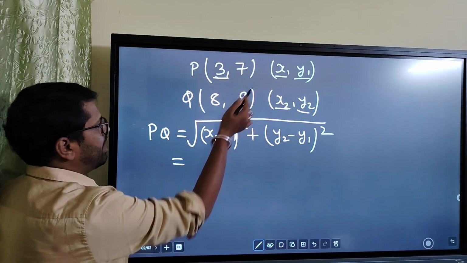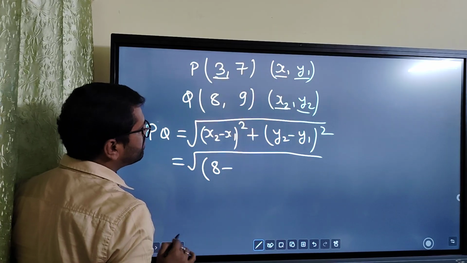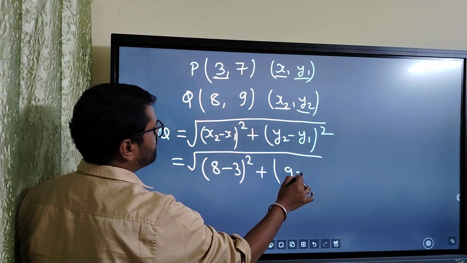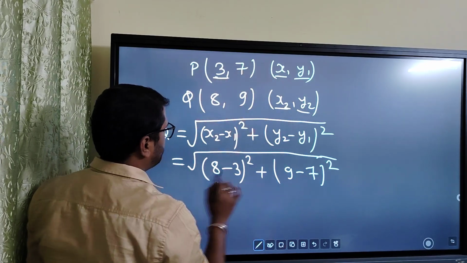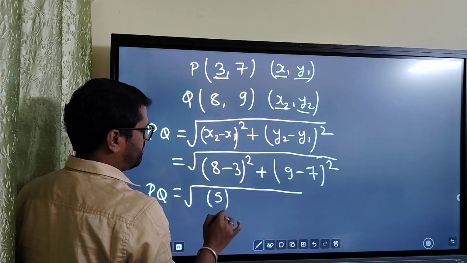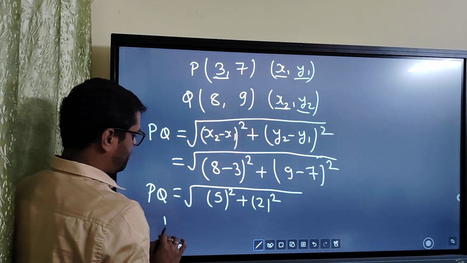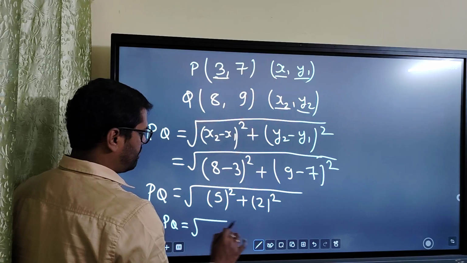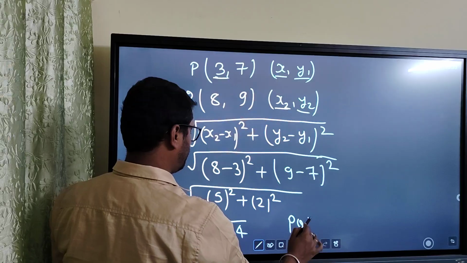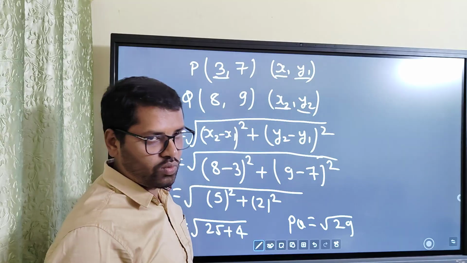Now, x2 is 8. So under root, 8 minus 3 whole square plus, what is y2? 9, and y1 is 7. So what will be PQ? 8 minus 3 is 5, so 5 square plus 2 square. So PQ will be under root of 25 plus 4. So we got the distance: PQ equals under root 29. Like that, any question we can do.